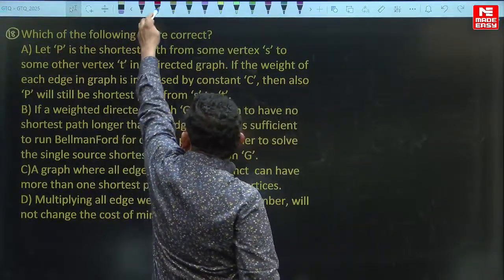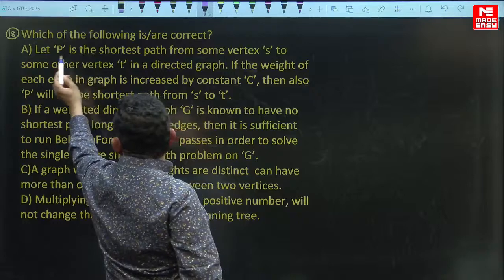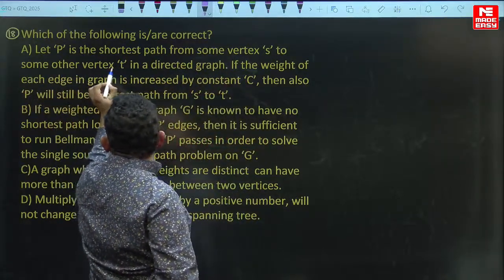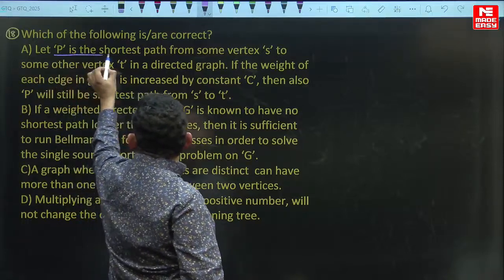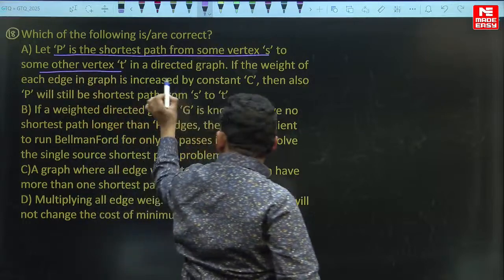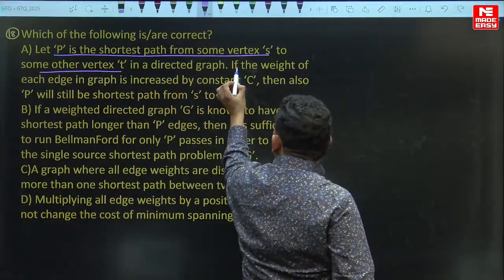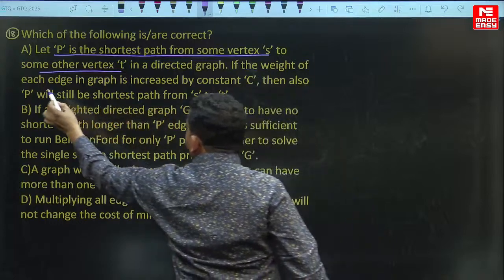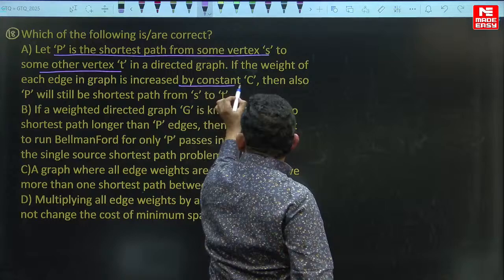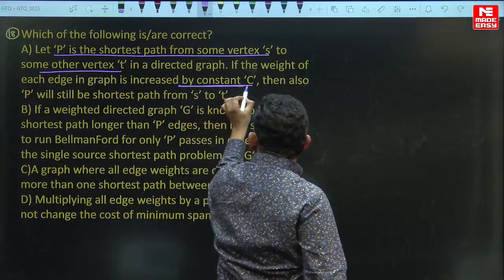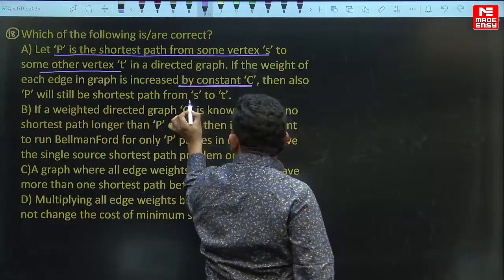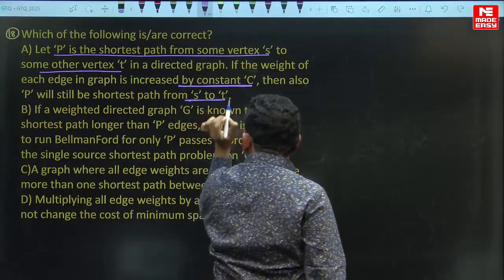Solve this question. Let P be the shortest path from some vertex S to some other vertex T in a directed graph. If the weight of each edge in the graph is increased by some constant c, then P will still be the shortest path from S to T. True or false?